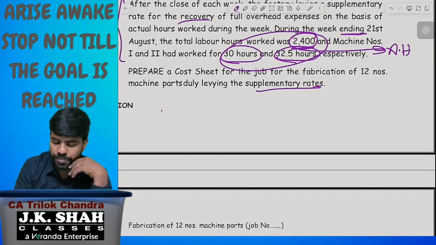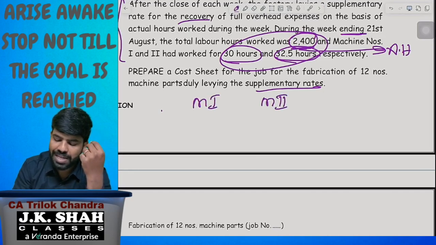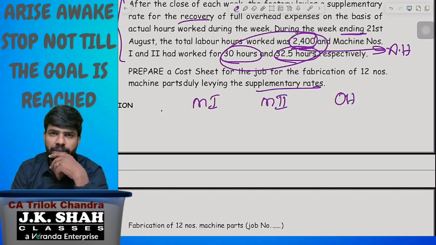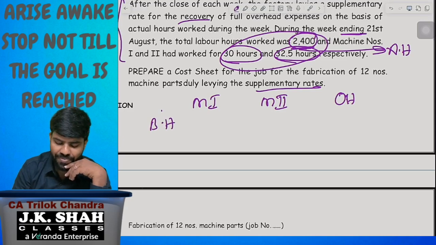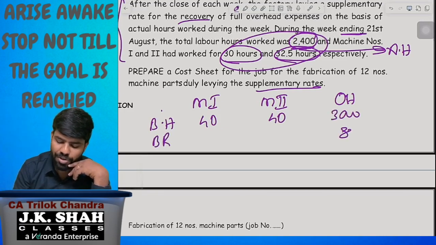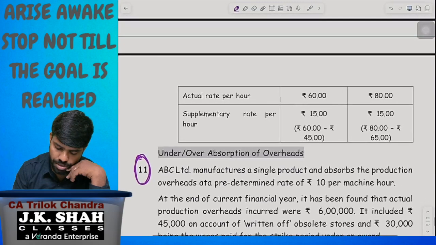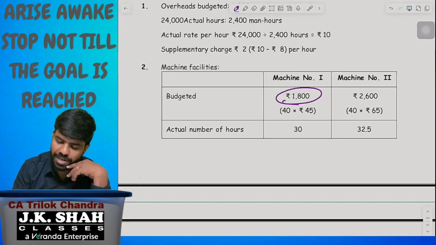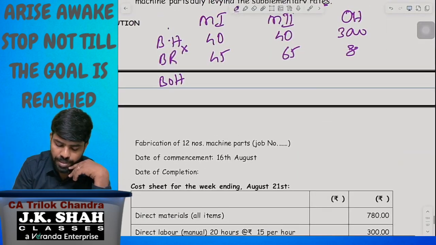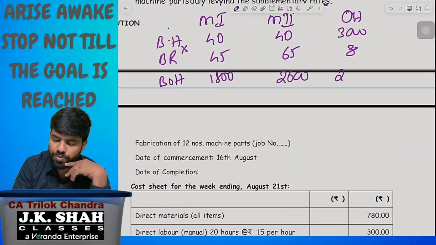Let me clarify. There are three different classifications under overheads: machine 1, machine 2, and other overheads. Let me take budgeted hours first. Machine 1 budgeted is 40 hours. Machine 2 budgeted is 40 hours. Other overheads is man hours, budgeted is 3000. Budgeted rates given in the question are 8 rupees, 45, and 65. By multiplying budgeted hours into budgeted rate, we'll get budgeted overheads: 1800, 2600. This comes to 24,000.